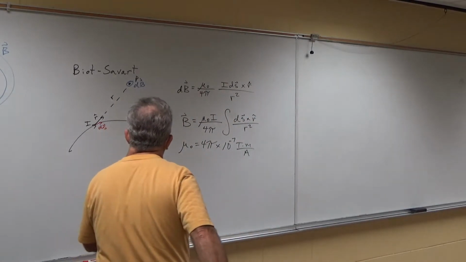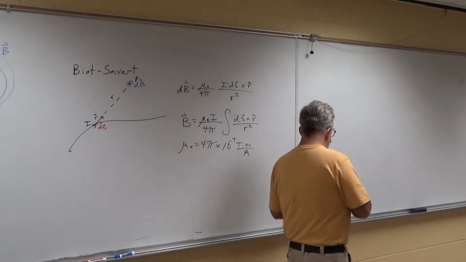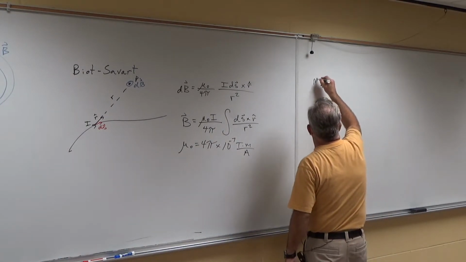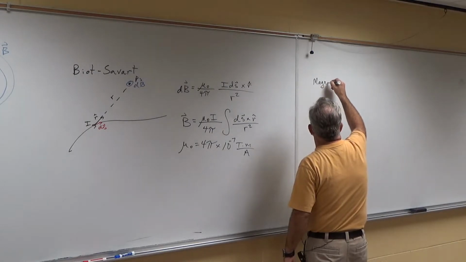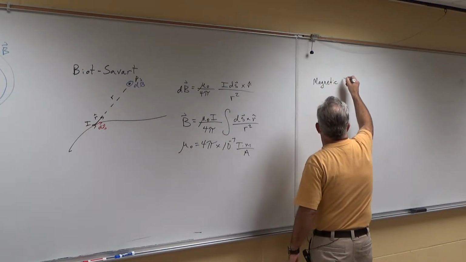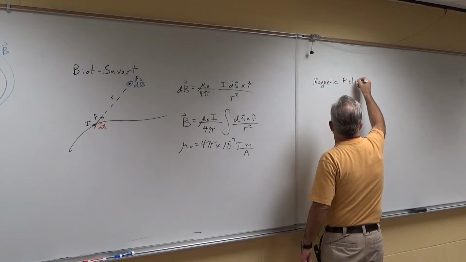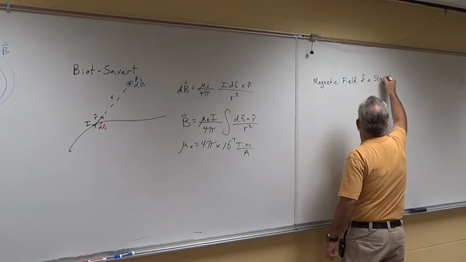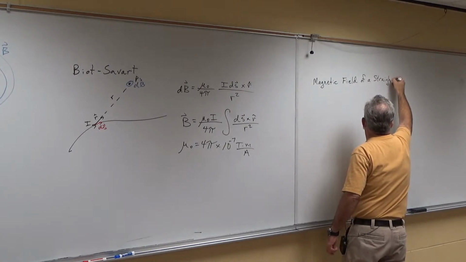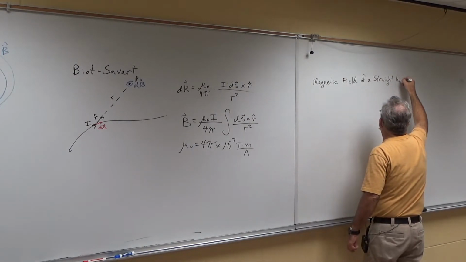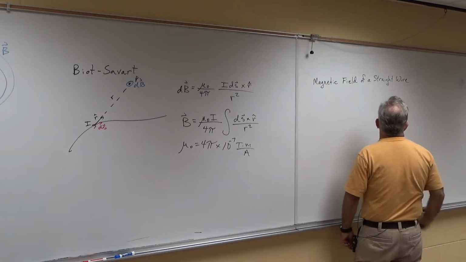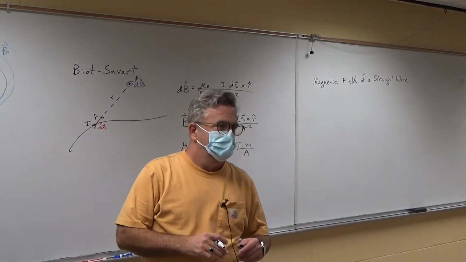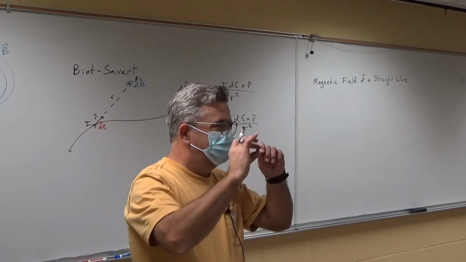So I want to use Biot-Savart to calculate the magnetic field of a long straight wire. I'll just say straight wire segment. It's a current-carrying wire, it's straight. Okay, it's a line segment.